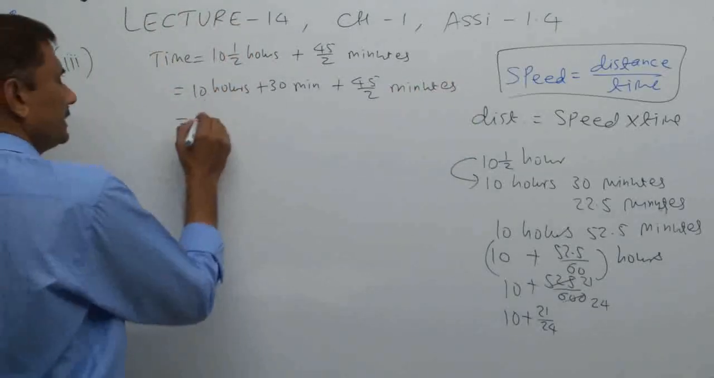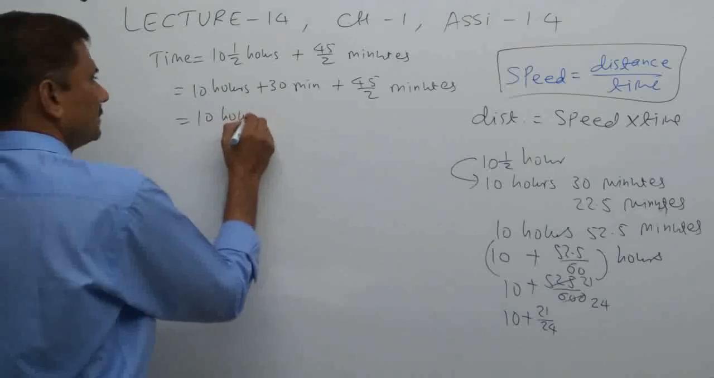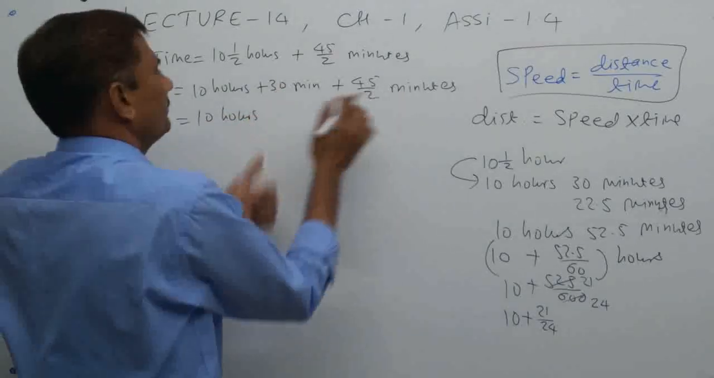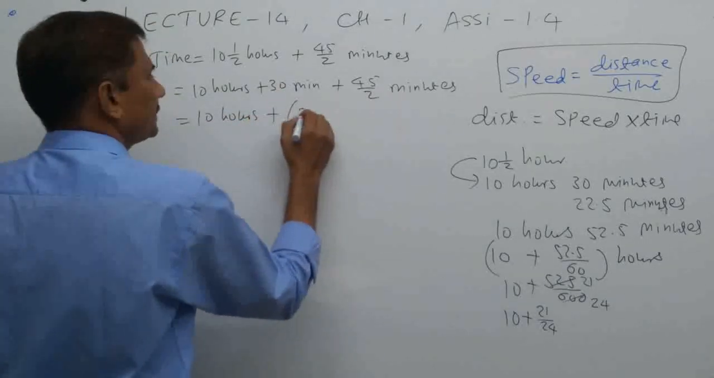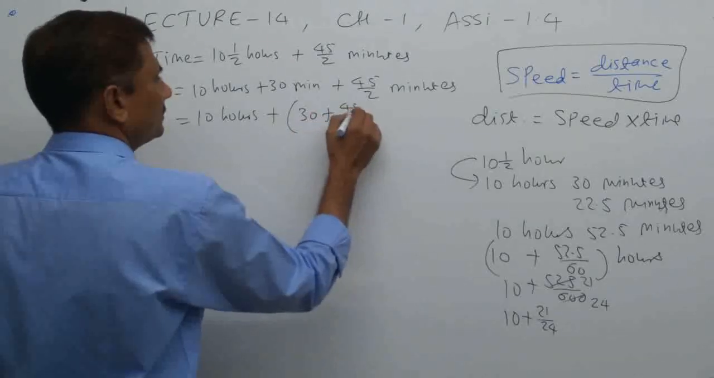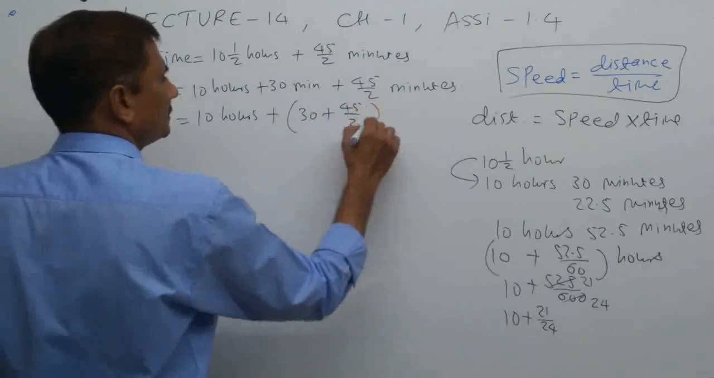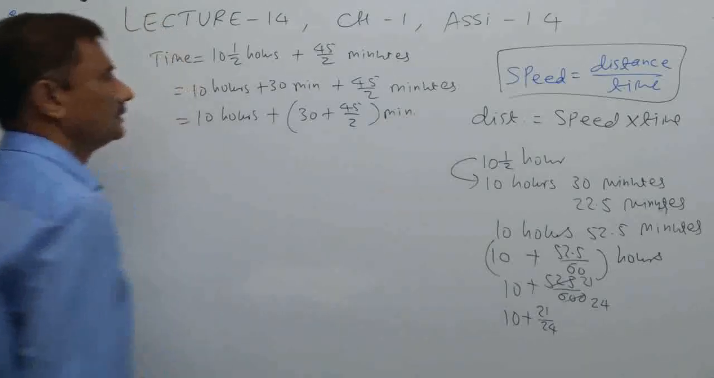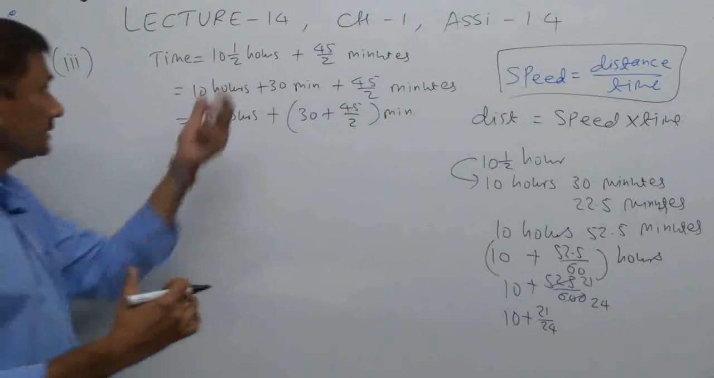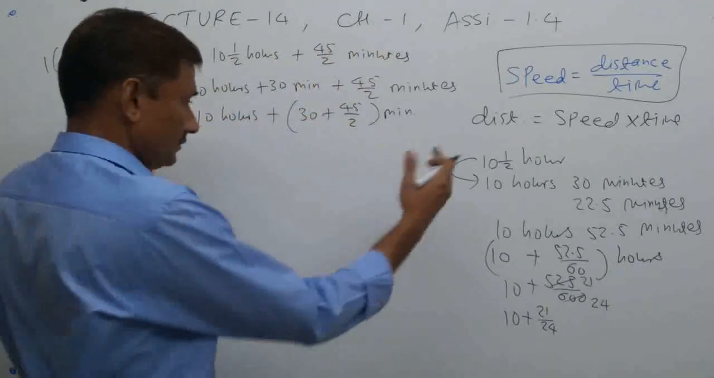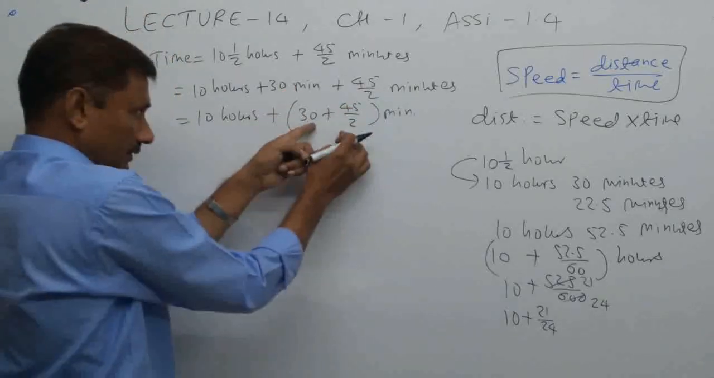Okay, now it is 10 hours only. How many total minutes? So make them total: 30 plus 45 by 2. Because somewhat is in hours and somewhat in minutes, so making them total. So minutes are going to total here.